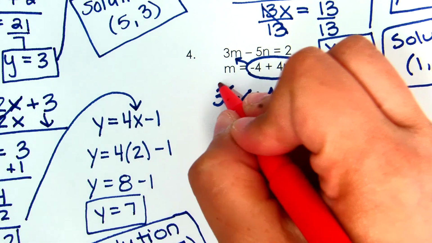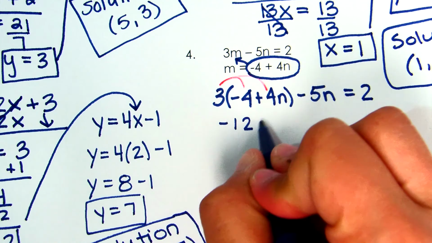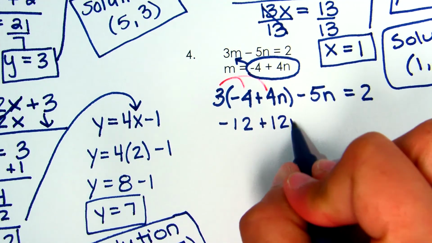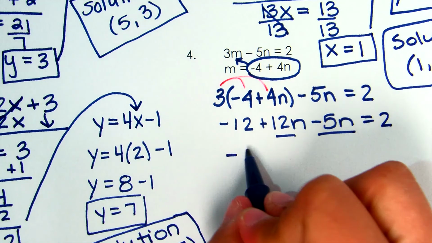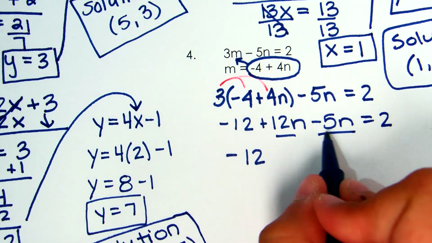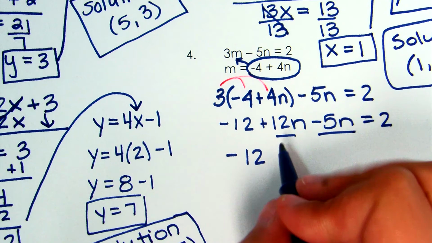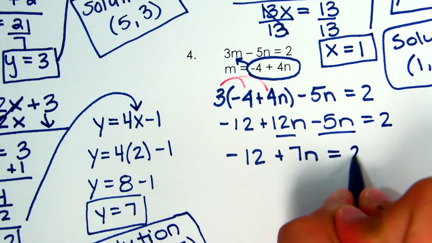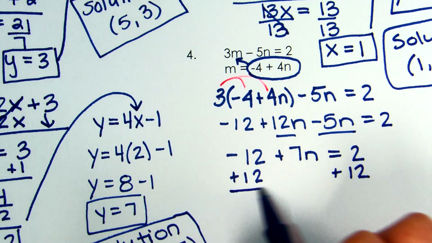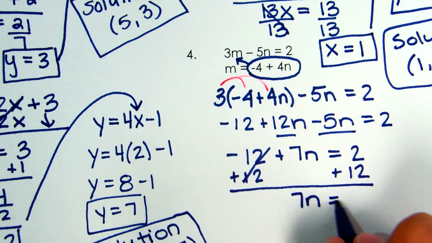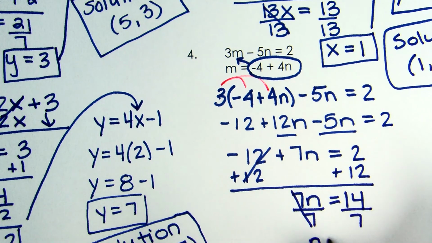I now need to distribute. My 3 times negative 4 is negative 12, plus 3 times 4n is 12n, minus 5n equals 2. I'm going to combine my like terms. Since 12n and minus 5n are on the same side of the equal sign, I just get to do that math. 12 minus 5 leaves me with 7n equals 2. To get 7n alone, I add 12. 7n equals 14. To get n alone, divide away the 7, and n equals 2.